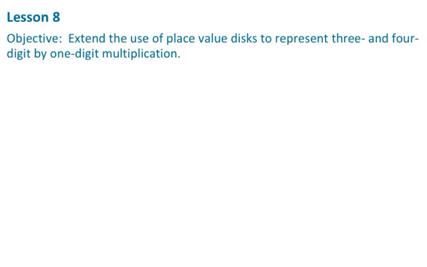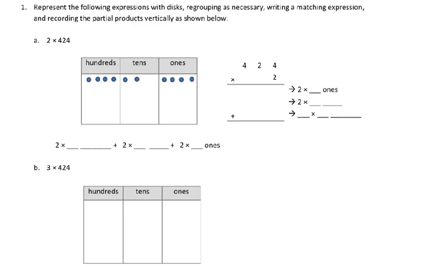This is grade 4, Module 3, Lesson 8, and the objective in this lesson is to extend the use of place value discs to represent 3 and 4 digit by 1 digit multiplication. So we're going to look at number 1, and it says represent the following expressions with discs, regrouping as necessary, writing a matching expression, and recording the partial products vertically as shown below.